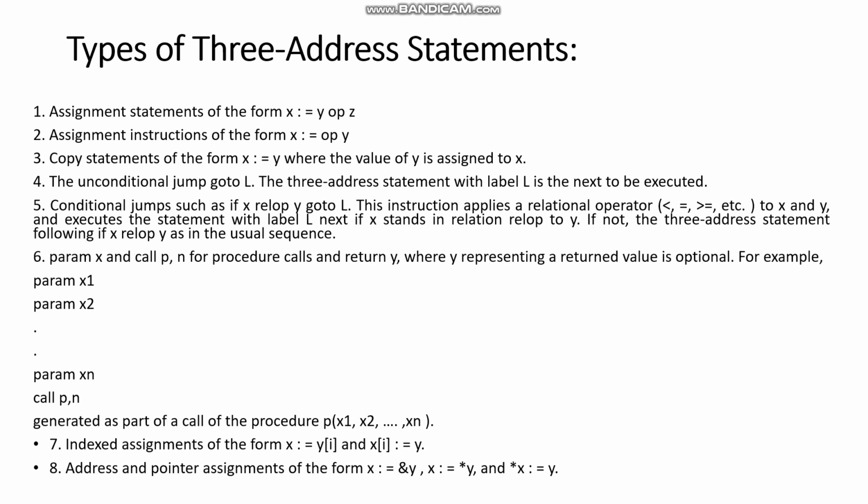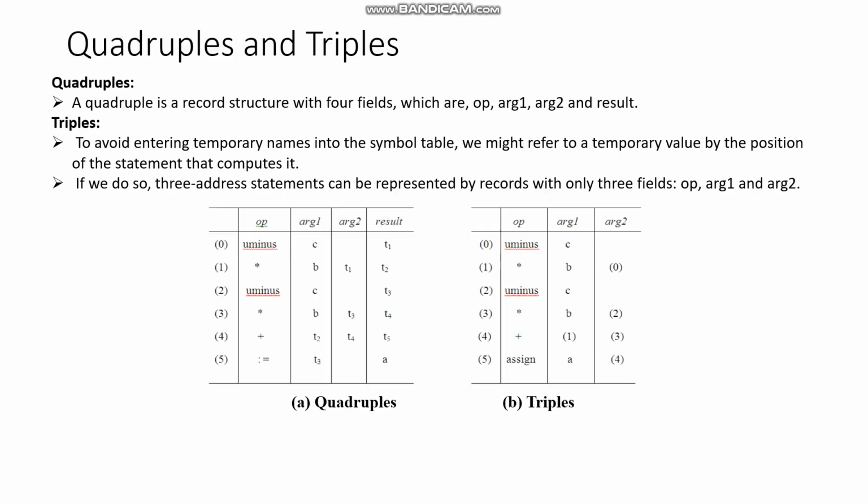= y. Address and pointer assignments of the form x = &y, x = *y, and *x = y. So such types of statements we have seen. With respect to this, we are going to go for the next point, quadruples and triples. First of all was the three address code generation. Next is the quadruple and triple.